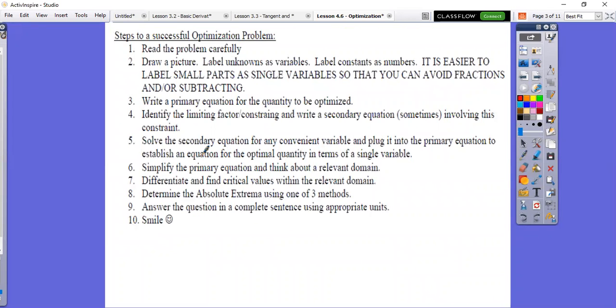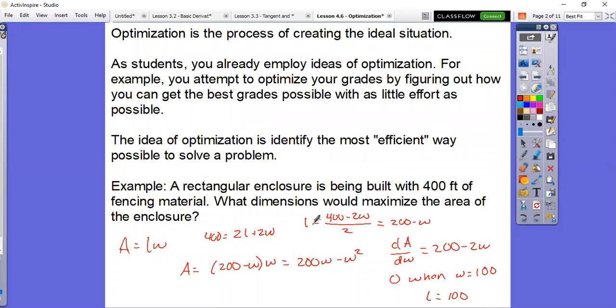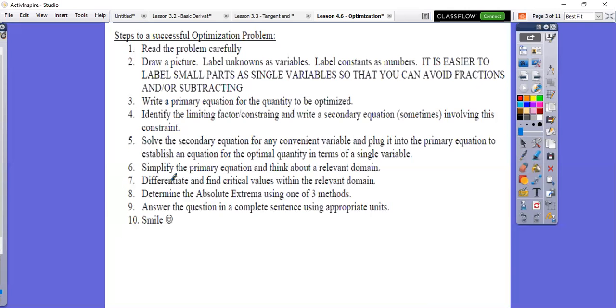We're going to solve the secondary equation for a variable and then substitute back into the original function, which is what we did here. We solved for length and substituted into the area equation. Then you simplify that equation, take the derivative, and find any critical values. Then you determine the absolute extrema using one of 3 methods, and we'll go over those methods at the end because we've actually done this before with curve sketching. Then we answer the question in a complete sentence using appropriate units.